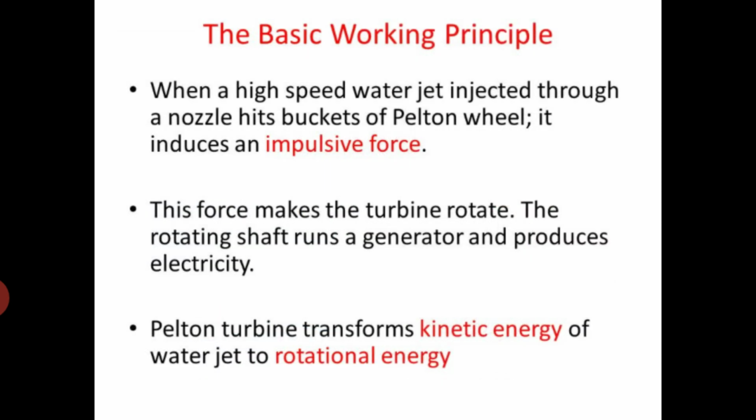Next, the basic working principle: when a high speed water jet injected through a nozzle hits the buckets of a Pelton wheel, it induces an impulsive force. Hence, this Pelton wheel is also called an impulse turbine. The force makes the turbine rotate, and the rotating shaft runs a generator which is coupled with the shaft and produces electricity. Pelton turbines transform the kinetic energy of the water jet into rotational energy.